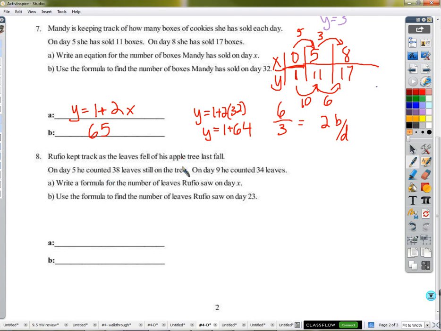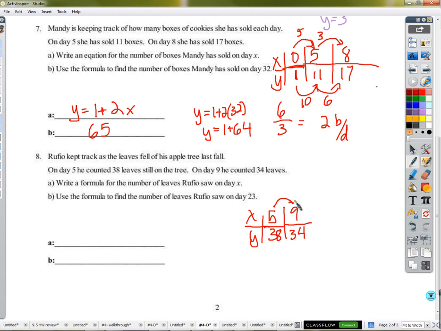Okay, exact same kind of idea here. So Rufio's keeping track of the leaves that fell off his apple tree last fall. On day 5, he counted 38 leaves still on the tree. So day 5, he's got 38 leaves. And this is X and Y. Day 5, 38. On day 9, there are 34 left on the tree. So now we're going to figure out how many leaves are falling off each day and use that to write a formula and then to calculate how many are in there on day 23.